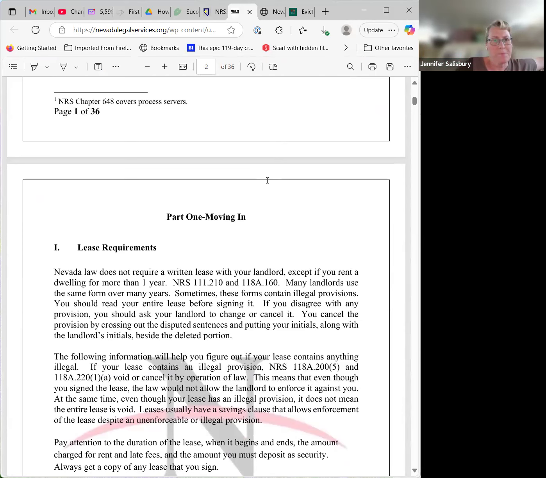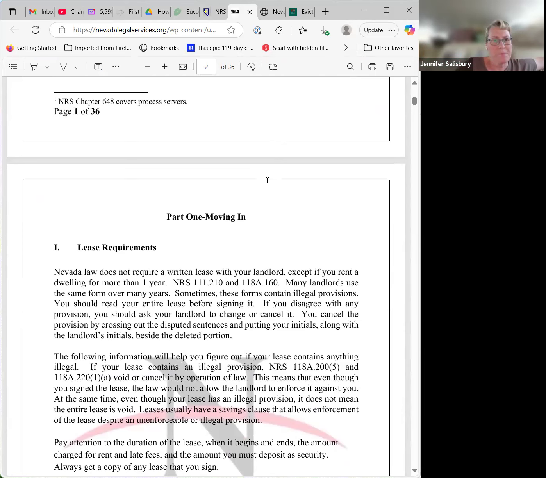So lease requirements. Nevada was really interesting, saying that they do not require a written lease with the landlord except if you rent the dwelling for more than 1 year. As a landlord, I would highly recommend that you have a written lease. If it's not in writing, it didn't happen, at least in my book. If you want to go on just a handshake, just be aware that there are assumptions that if you don't have a written lease, here it is, presumptions when the lease is silent.